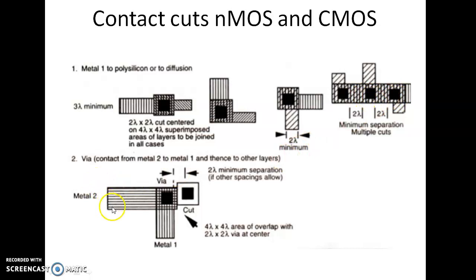And here we can see a via. Via is used to connect two metals. It is metal 2 horizontal, metal 1 vertical, and these two are joined using a via. So this via is used to connect two different metals. We can see it is also 4 by 4 with 2 by 2 inside. So 4 by 4 area overlaps with a 2 by 2 via at the center.